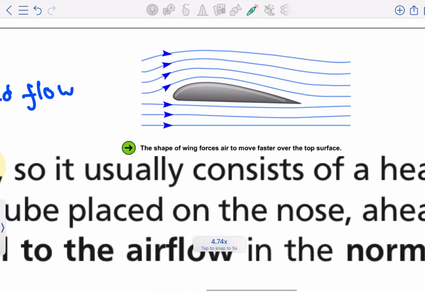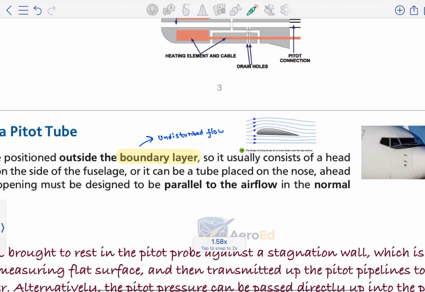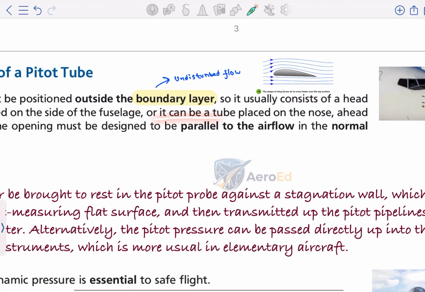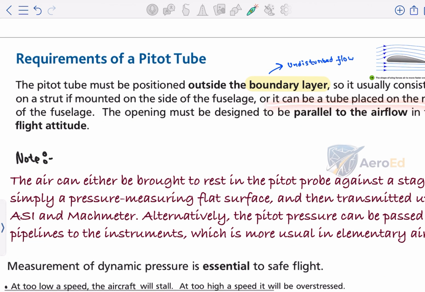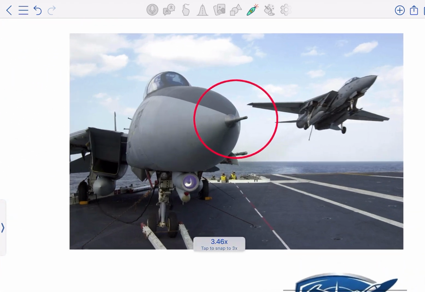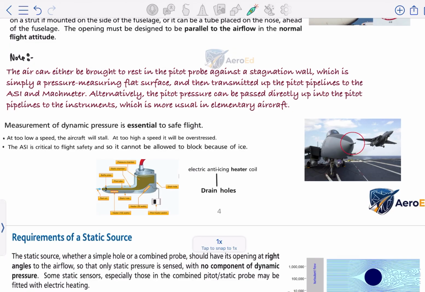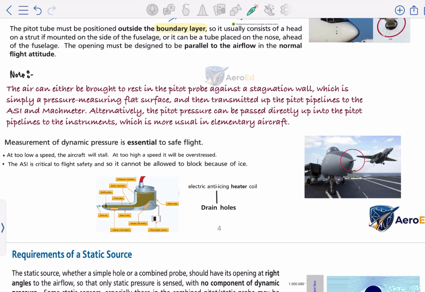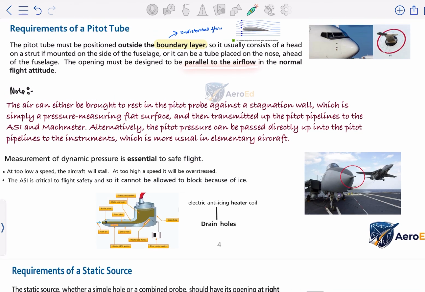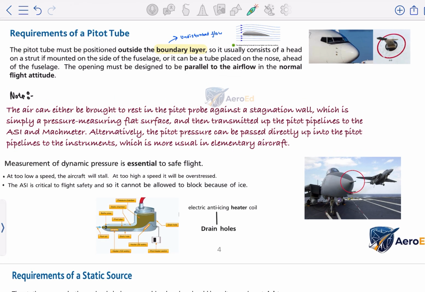From this example, we can see that this airflow is unaffected by the presence of the ship, or we can just say the aircraft, right? So this requirement of the pitot tube says that it should be positioned outside the boundary layer. That is the reason it is also written that it can be a tube placed on the nose ahead of the fuselage, because if we keep the pitot tube on the nose of the aircraft, it will only receive the unaffected airflow, right? And the next important thing you have to understand is that it is designed to be parallel to the airflow. Why? What is the reason behind the pitot tube being parallel to the airflow?